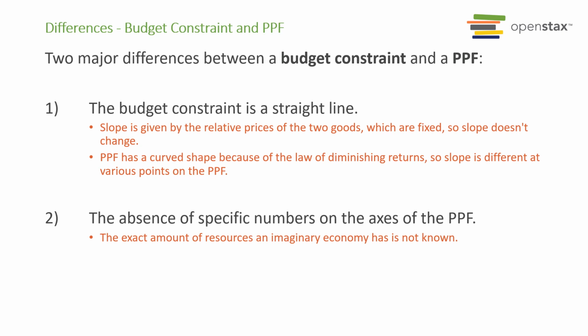But for the PPF, sometimes you're going to see it bow outward, and that's because of the law of diminishing return. Also, on your budget constraint, we have specific numbers on the axis, so we know how many burgers and how many bus tickets you can purchase. But on the PPF, they tend to be more general, with no numbers.